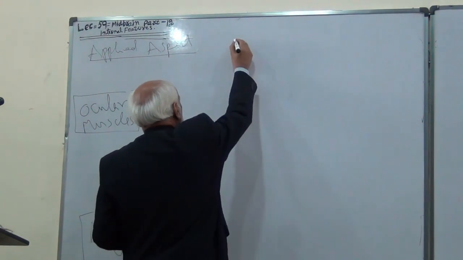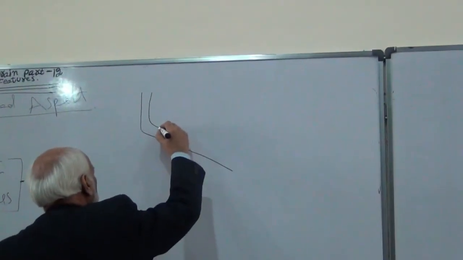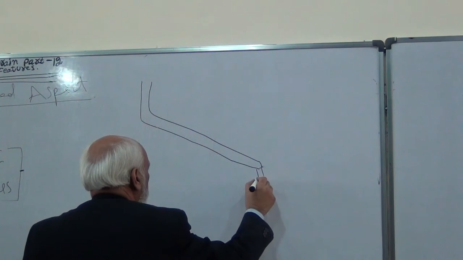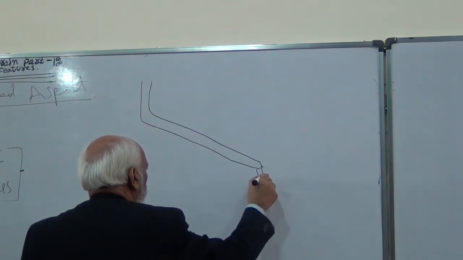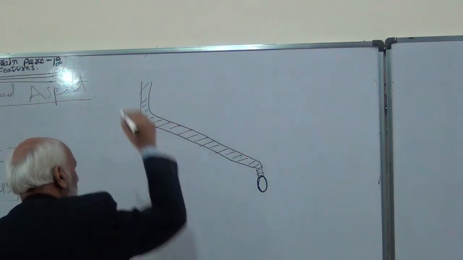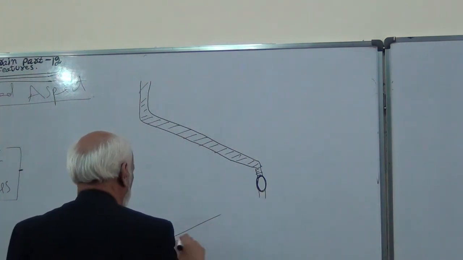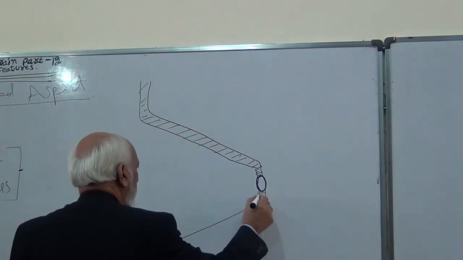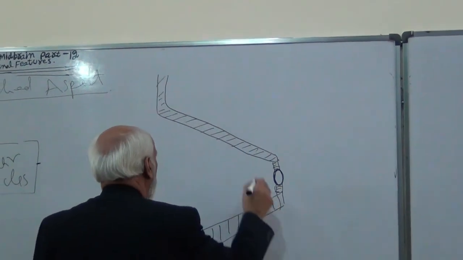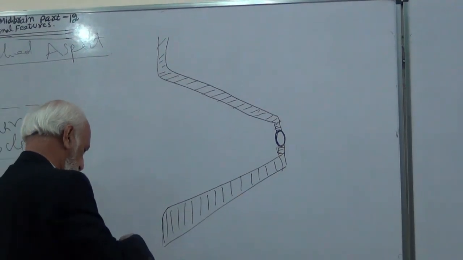Suppose this is a section through the skull in the region of orbit. This is roof of the orbit. And we have optic foramen. This is the floor of the orbit. Now, inside the orbit is the eyeball.